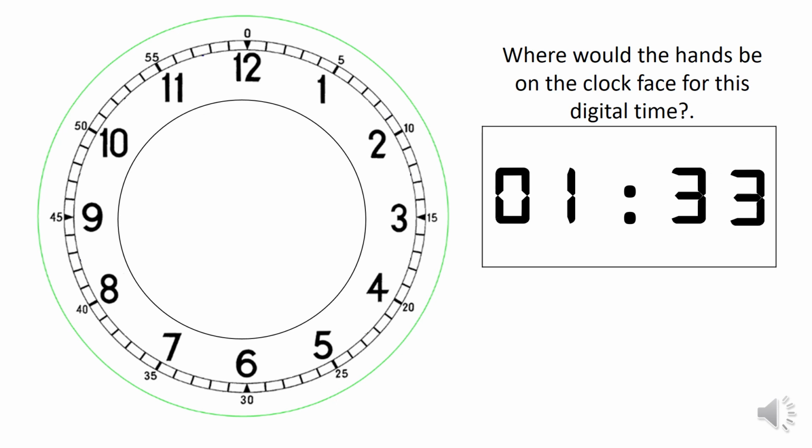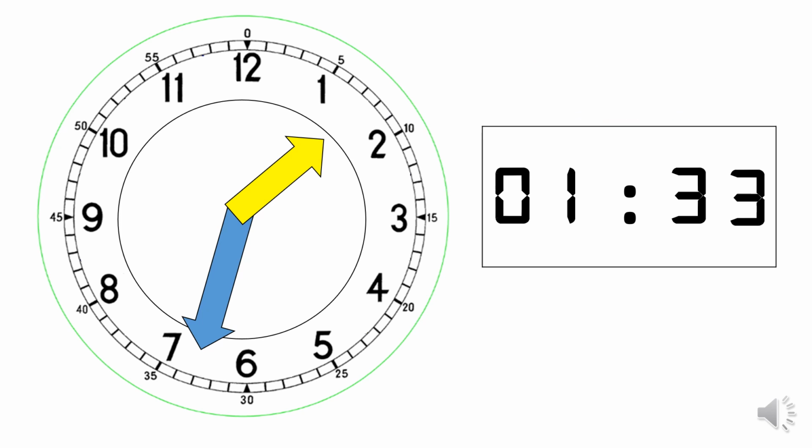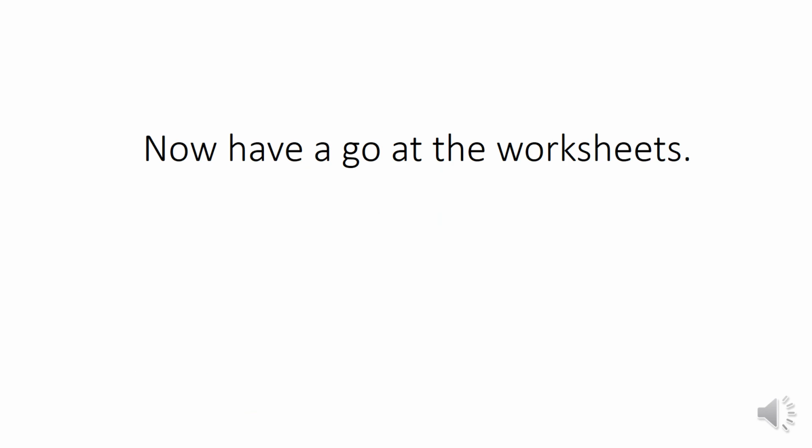Try this one. 1:33. Take a pause in the video. The hour hand has just passed the 1. And we've counted on 33 minutes. Now have a go at the worksheets for today.